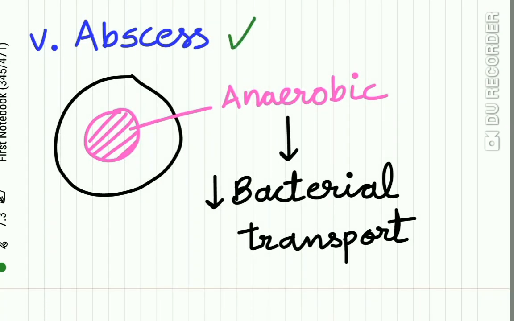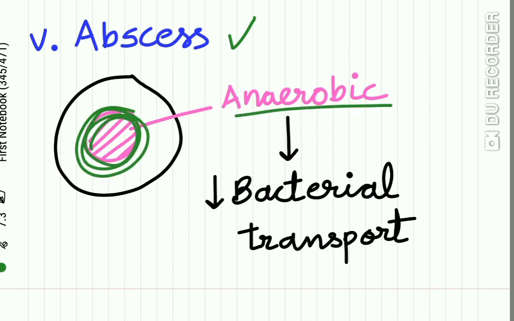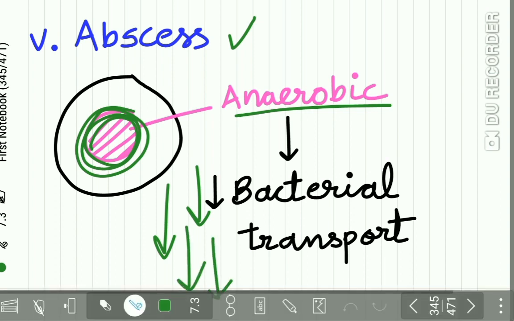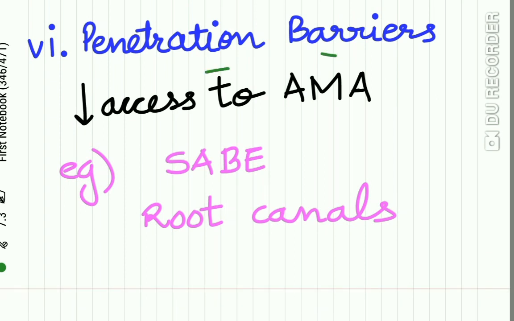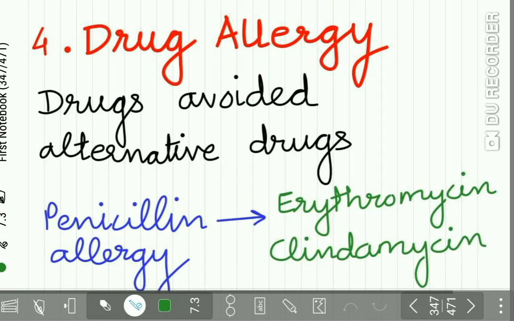If there is abscess formation, at the center of the abscess, there is an anaerobic environment. So, there is reduction in the transport of the antimicrobial agent to the center of the abscess. Then if any penetration barriers are present, this reduces the access of the antimicrobial agent. Examples of such penetration barriers are subacute bacterial endocarditis and the root canals of the teeth.